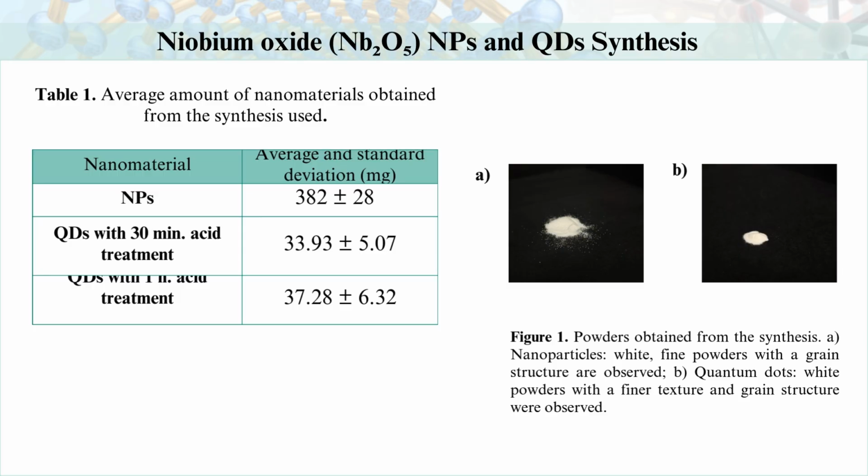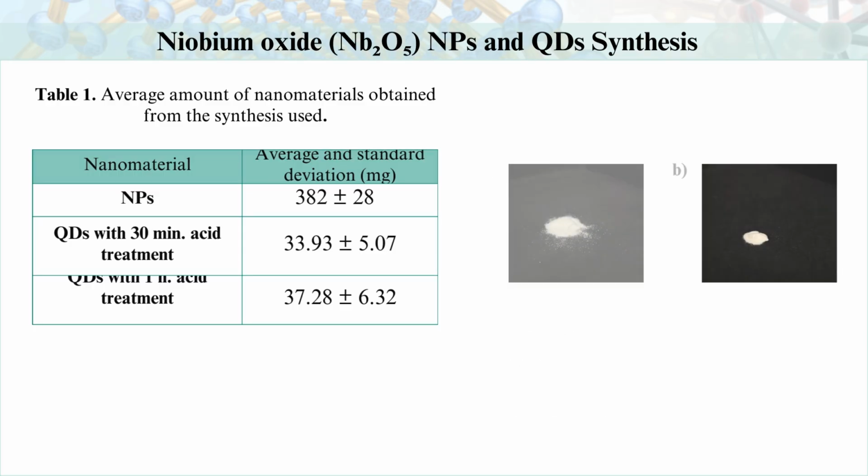This difference is expected, since the process for obtaining quantum dots involves additional steps that reduce the final amount of material. In Section A, we observed the nanoparticles, which appear as fine white powders with a granular structure, and in Section B, the quantum dots, which have an even finer and more homogeneous texture, confirming the reduction in particle size.